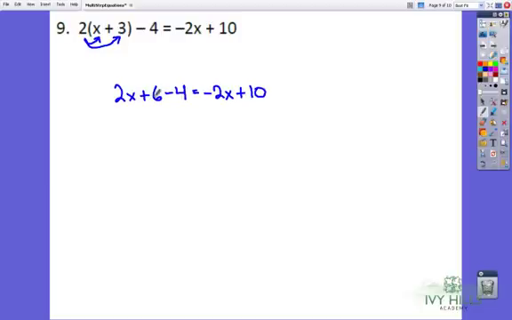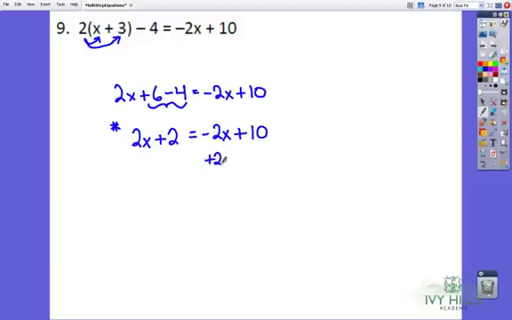At this point, what you see is I've got two constant terms on the left-hand side of the equation. 6 minus 4 is 2. So all I did to get from this step down to here is combine the 6 and the negative 4 to positive 2. That will leave me with negative 2x plus 10 on the right-hand side because I've done nothing to change it. And at this point, we have problems very similar to problems 7 and 8. We have a variable and a constant on the left, and a variable and a constant on the right.